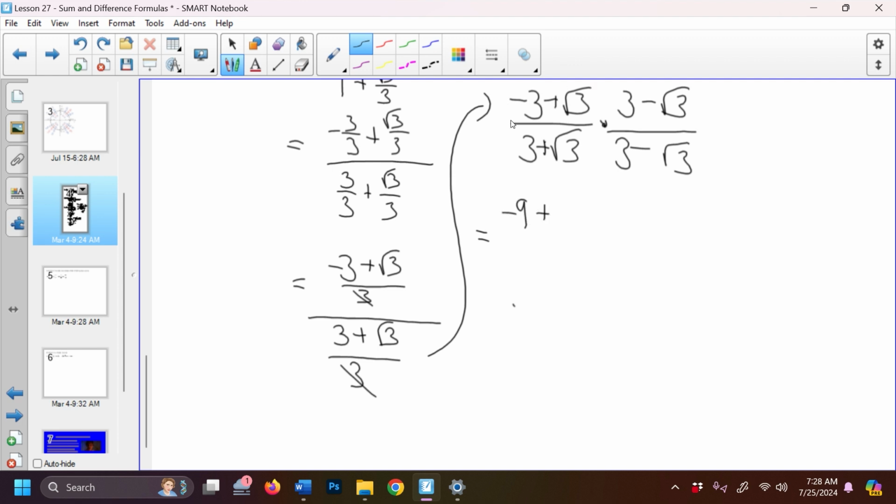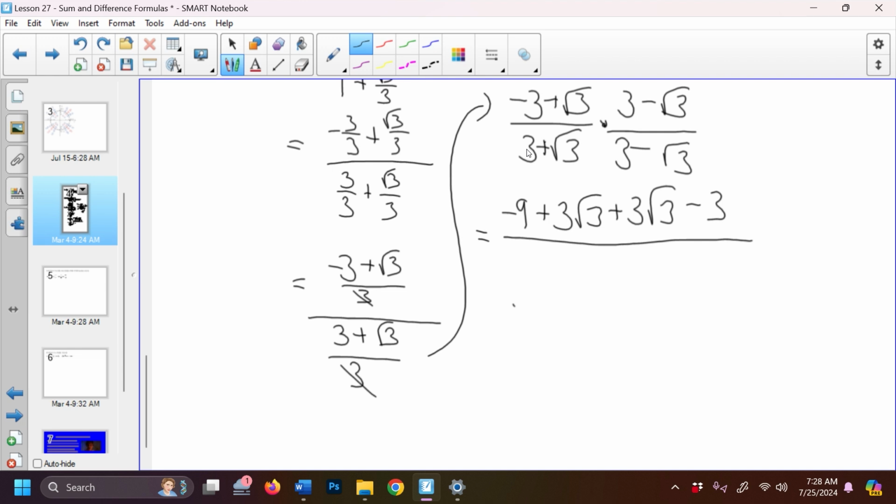I'll get plus -3 times negative square root of 3 is positive 3 square root of 3. Positive square root of 3 times positive 3 is another positive 3 square root of 3. And then positive square root of 3 times negative square root of 3 is -3. And that will be all over.